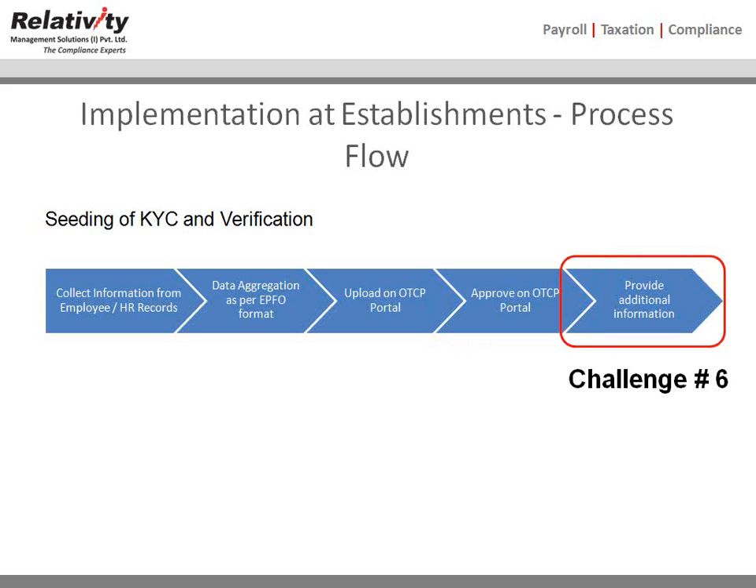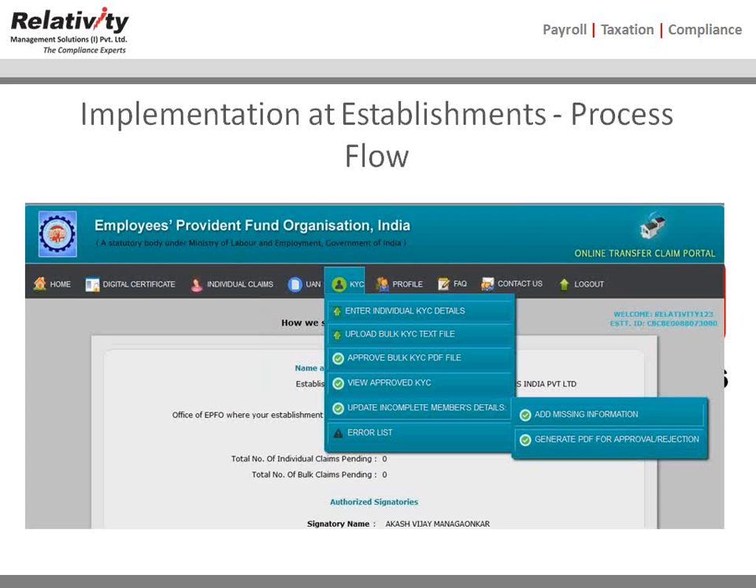Now, let's say there are 500 employees and you have uploaded this information for all 500 employees. But after you upload on the OTCP portal, when you want to actually approve it, it says, you can see here, missing information. If you can see your screens, there is an option which says update incomplete member details and add missing information. Out of 500 employees, let us say 400 do not have missing information, but another 100 do. It's going to be a big challenge to update this missing information, because this cannot be done in an automated manner right now. It can only be done manually.